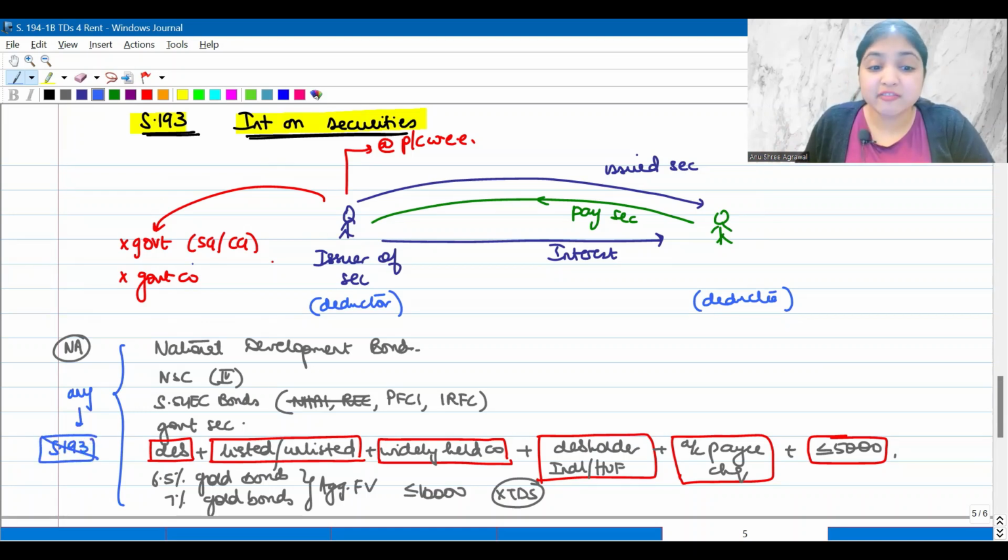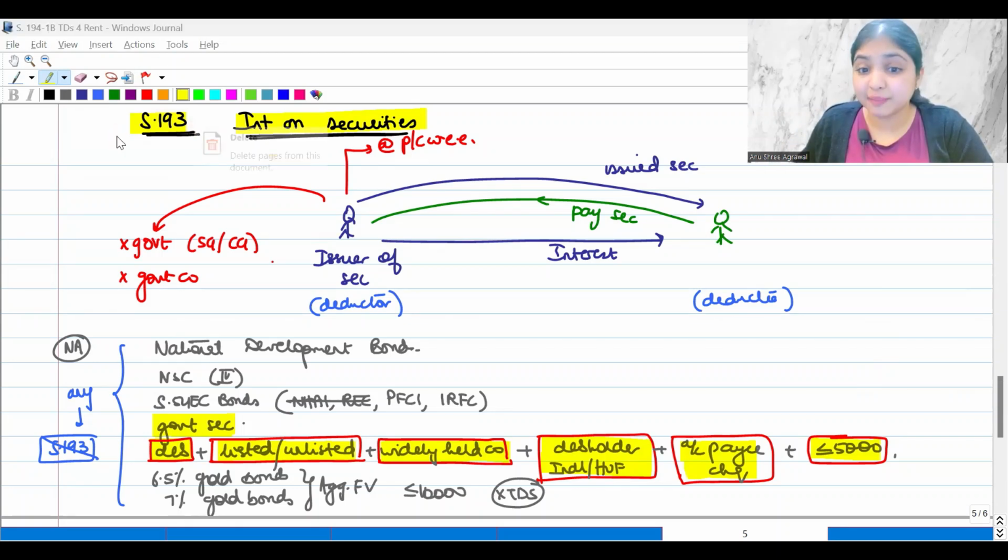Crystal clear, guys. This government security point is extremely important. Government security, no TDS under section 193. Also this point is very important: if the securities are debentures, listed or unlisted, of a widely held company, and the debenture holder happens to be an individual or HUF, and debenture interest is paid by account payee cheque and does not exceed 5,000, if all these conditions are fulfilled, under section 193 tax will not be deducted at source. Perfect clarity, everybody? Yes, so this is it about our discussion on section 193 also.